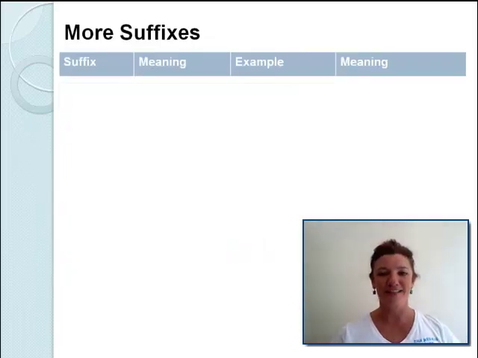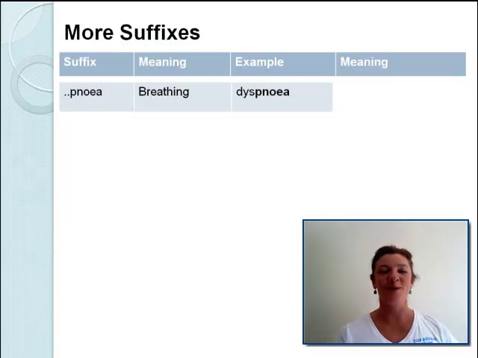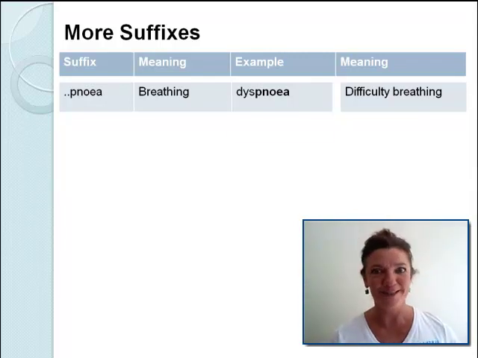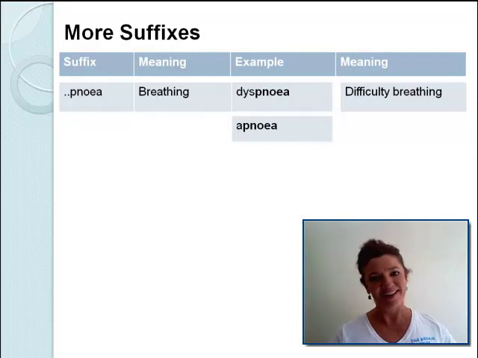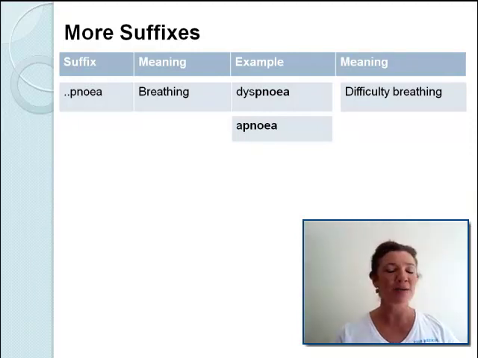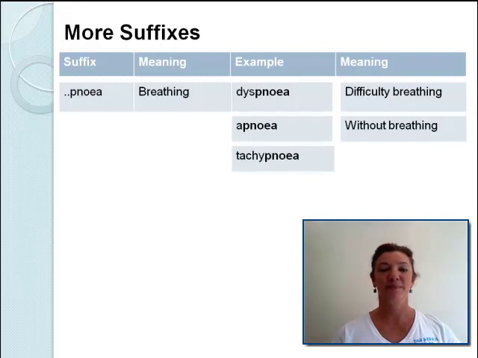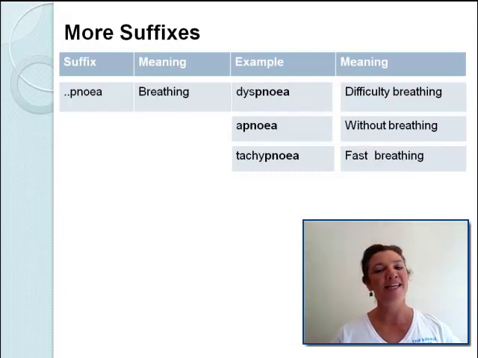Let's look at some more suffixes. Here, our first one, we have nia, meaning breathing. Dyspnea means difficulty breathing. So nia is our suffix for breathing. Dyspnea, difficulty breathing. You don't pronounce the P. But in the next word you do. So apnea. And A at the front of a word means no, so you're not breathing. Tachypnea. Tachy means fast. So tachypnea would mean fast breathing.